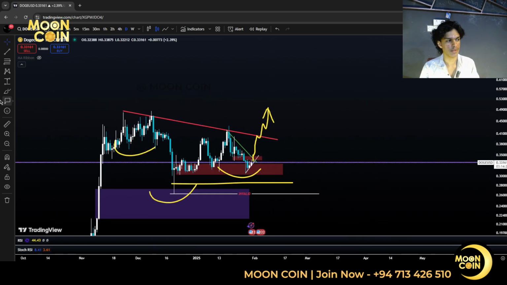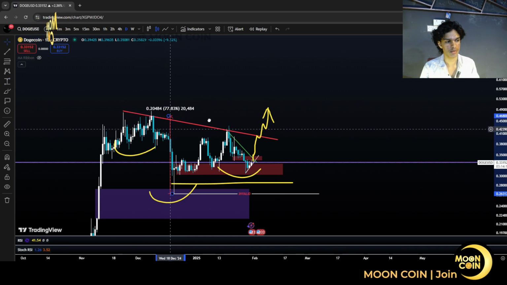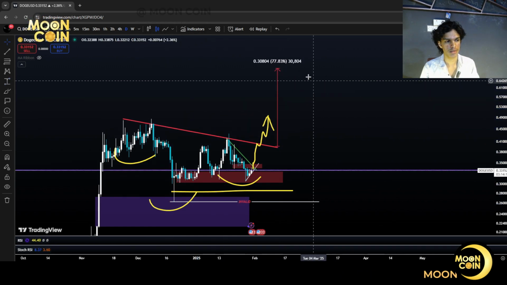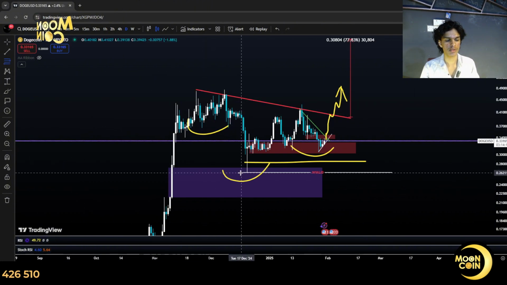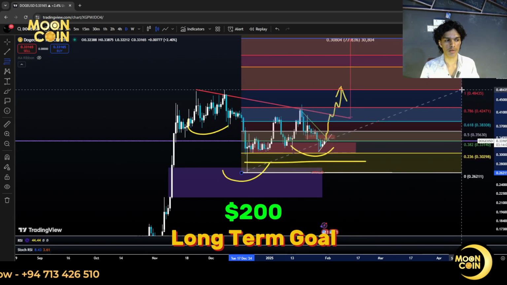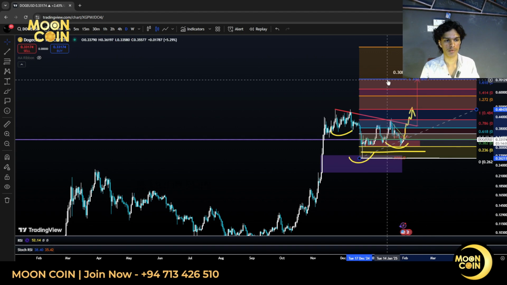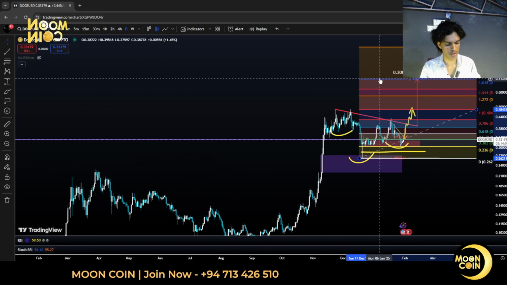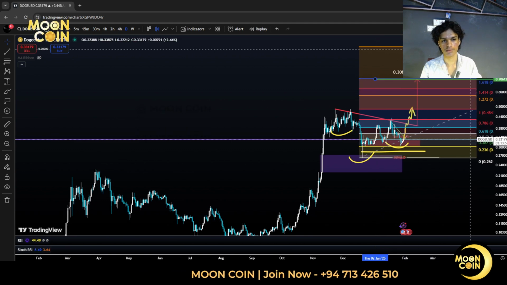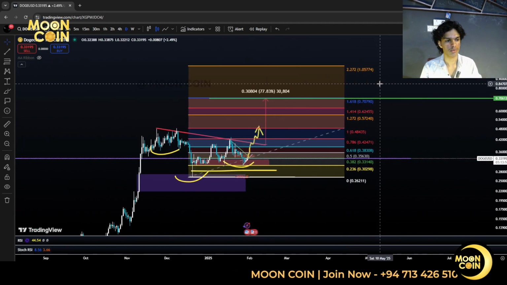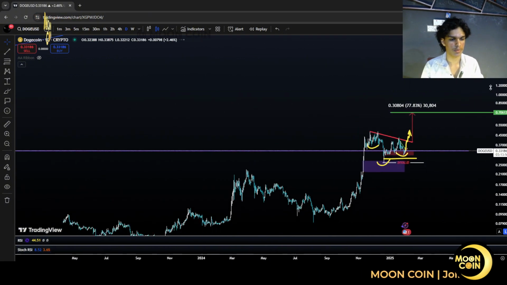If this really plays out like I said, then the target is very high. If it breaks, it's about 77 percent. But the long term goal for this, in my perspective, is $200. See, it's correctly on the fib level. It won't go straight away like you guys expect, it will take time for things to happen. Just trust the process.